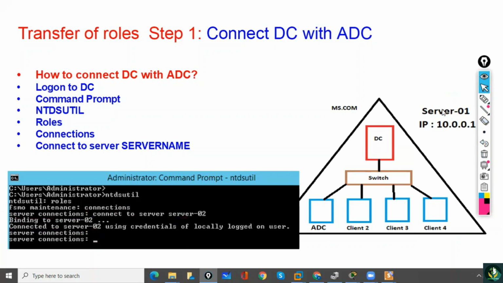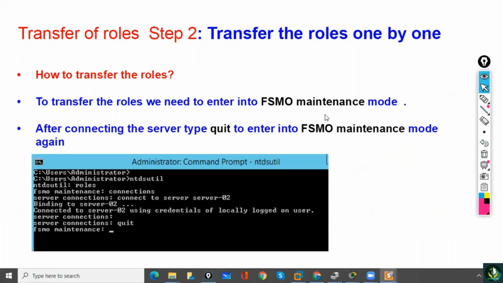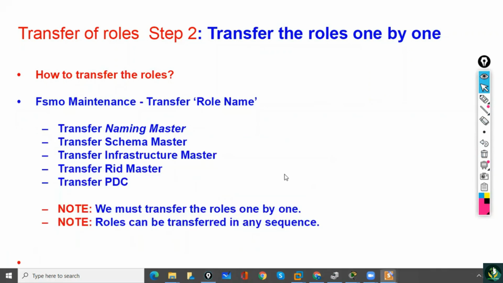After connecting the servers, we need to transfer the FSMO roles. So FSMO roles will be transferred in this FSMO maintenance mode. So again, you need to go back to FSMO maintenance mode. How will you go back to FSMO maintenance mode? You will type quit. Okay, so you will type quit and it will take you to FSMO maintenance mode. In this FSMO maintenance mode, you will transfer the roles one by one. Let us see how you will transfer the roles one by one. What is the command? These are the commands.